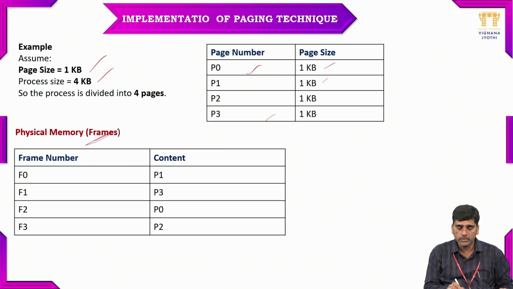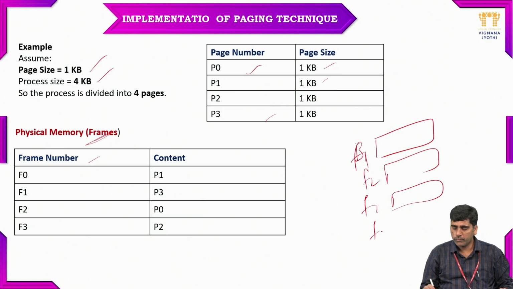Similarly, the physical memory frames. Physical memory is nothing but the main memory, with frame number and frame content: F0, F1, F2, F3. Suppose these blocks are frame 0, frame 1, frame 2 and frame 3, and all these frames have sizes of 1 KB each. Now each process comes to a block and is allocated wherever it is free.